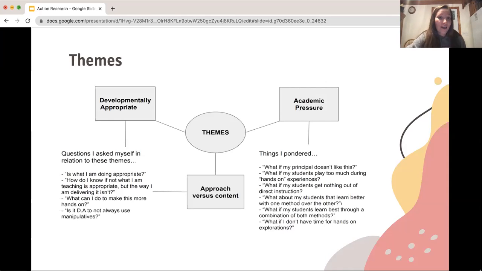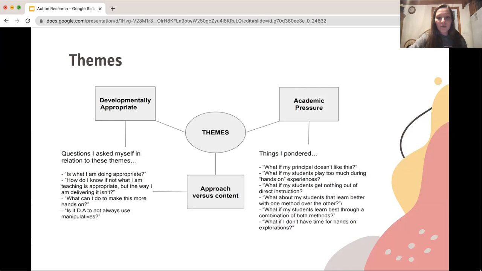What if my students get nothing out of the direct instruction? Okay, so we take manipulatives out of the picture, or we do direct instruction and then let you play with manipulatives. What if nothing comes out of the direct instruction and therefore they have no idea what to do with the manipulatives? What about my students that learn better with one method over the other?